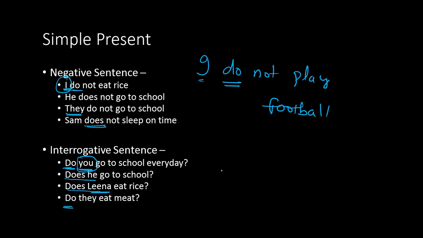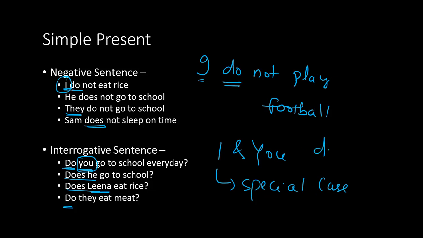I and you are the special case here. They are not the general class. Special cases of singular class where you use do instead of does. But for other singular classes like he, she, or maybe the names like Ram, Sam, whatever name, we use does instead of do, whether it is negative sentence or the interrogative sentence.